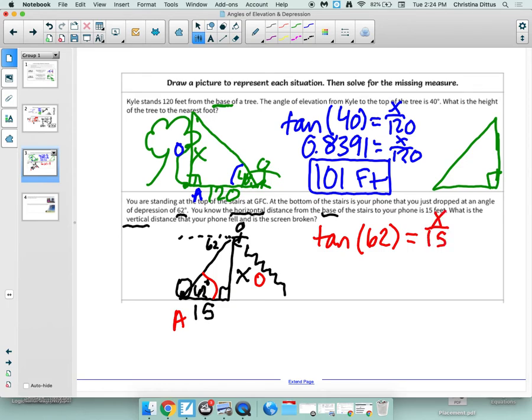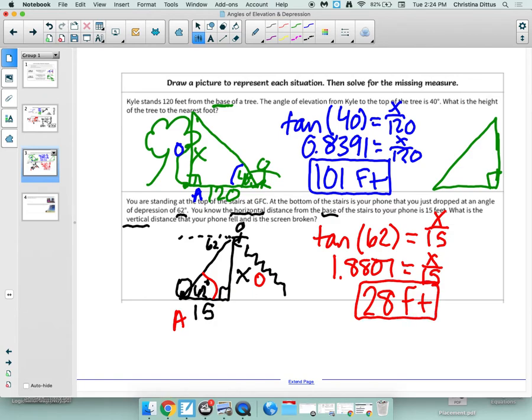Tan of 62 is 1.8807. Equals x over 15. Am I multiplying or dividing? Multiplying. Multiply by 15 and, let's do whole number, 28.